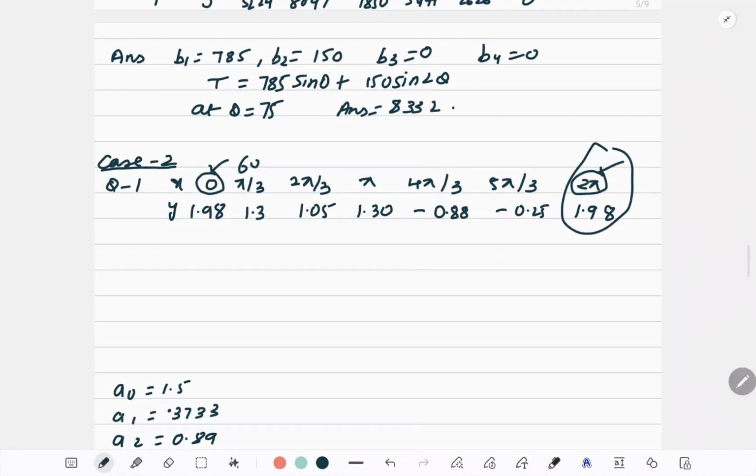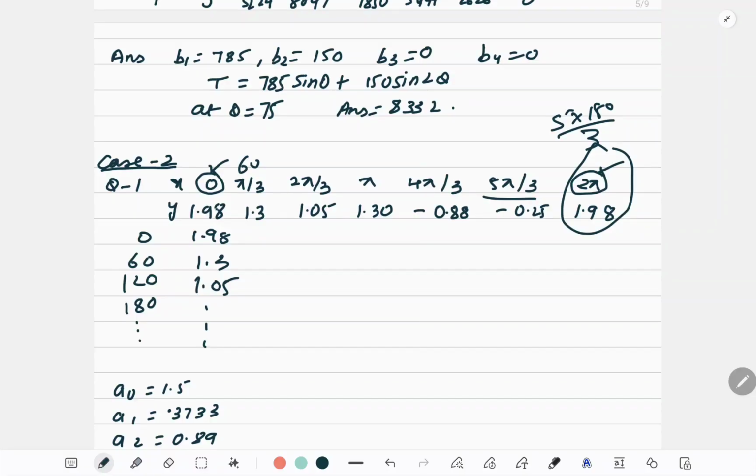So now my table will have 0. Okay, then I have 60, then 120, like that, 180, like that. You will go till 5 pi by 3. 5 pi by 3 means 5 into 180 by 3. So just keep on increasing to 60, but don't write 360. So till 300 only you will write. Okay. Then you write down the y values. See 1.98, 1.3, 1.05, like that. Make the table. This last value we will not write.